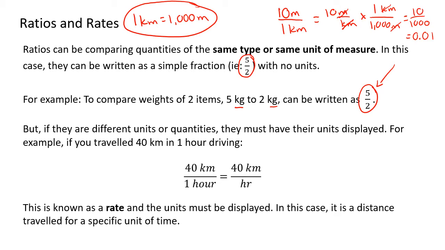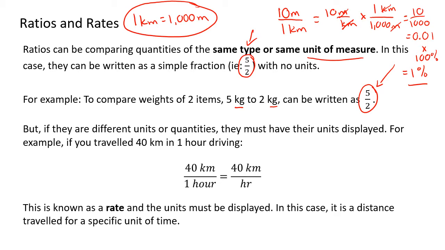You could take that a step further, remember from our last slide, and express it as a percentage. So you could take the 0.01 and multiply it by 100%. That means 1%. All of those are still considered ratios, and they're unitless, because they're comparing two elements of the same type or same unit of measure.